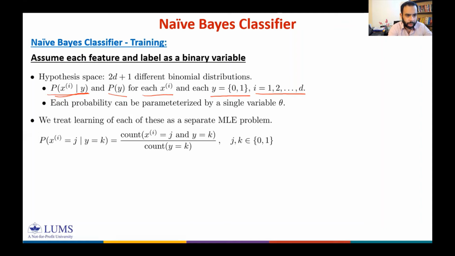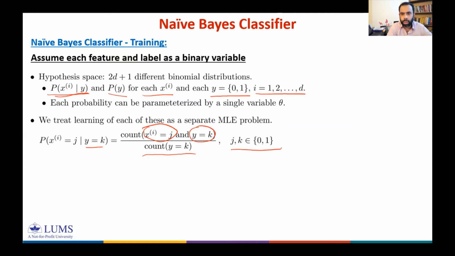So we want to compute the probability that the ith feature is equal to j given y is equal to k. So we have a conditional probability. We know that y is equal to k. So we simply count the number of instances in which the ith feature is equal to j and the label is equal to k, and we divide by all the instances for which the label is equal to k, where j and k, since it's a binary problem, both belong to 0 or 1.